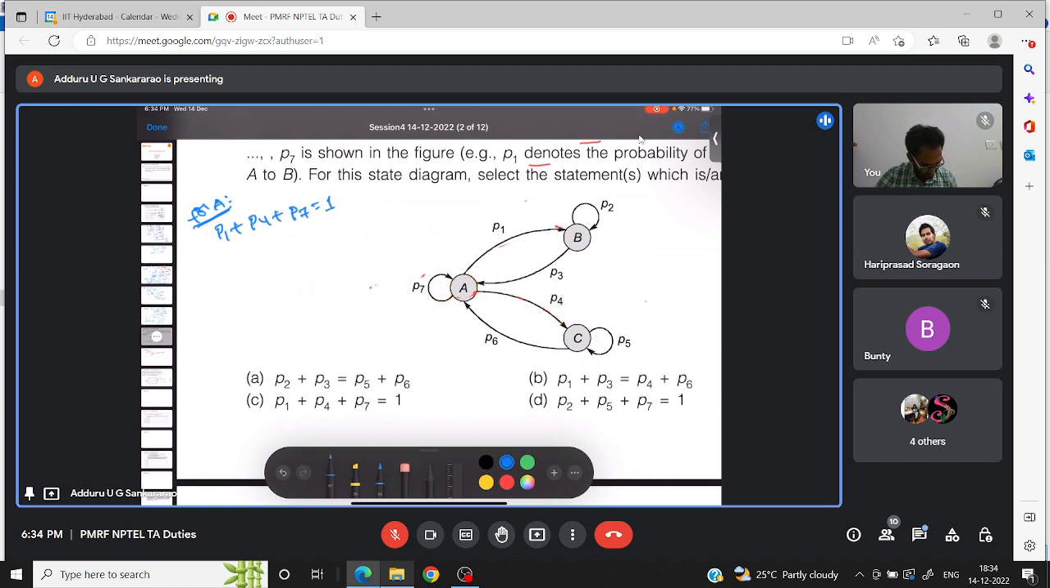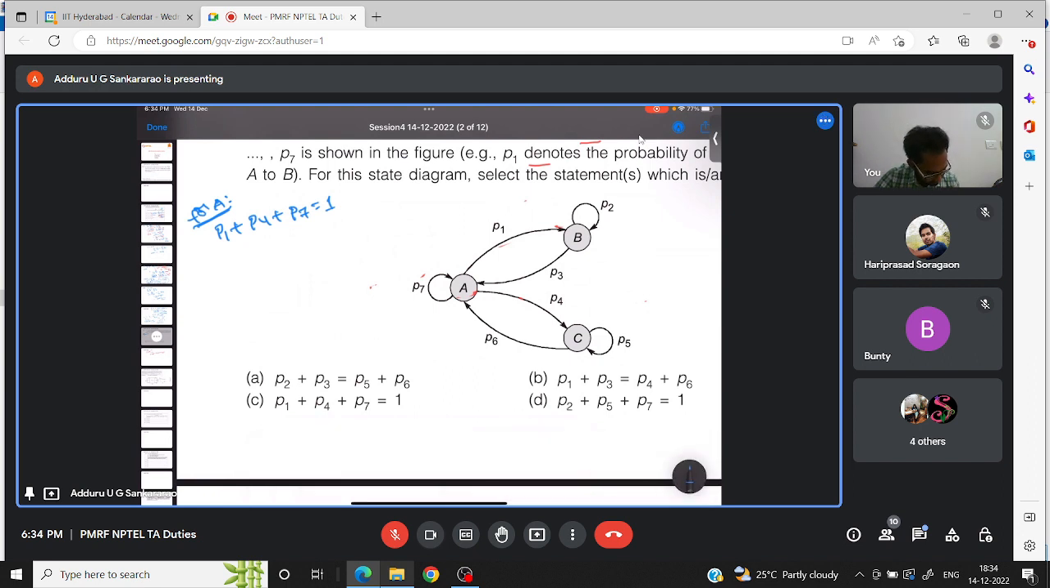So for state B, the transitions are: you may stay in state B only, or you may go to state A, but you cannot go to state C, right? That means for B, I am writing here, you are in state B, let us say, you may go to state A, or you may stay in the state B only, or you may go to state C.